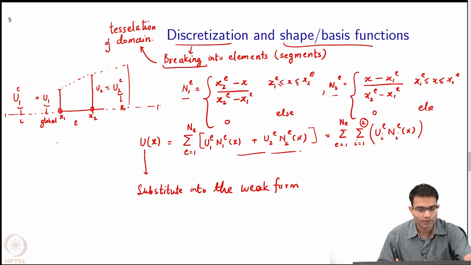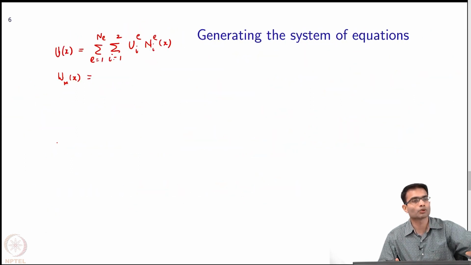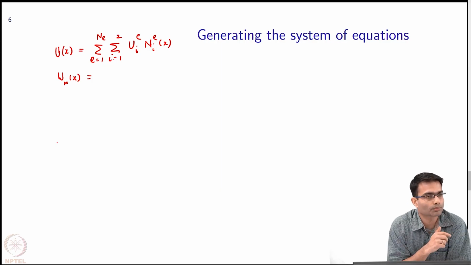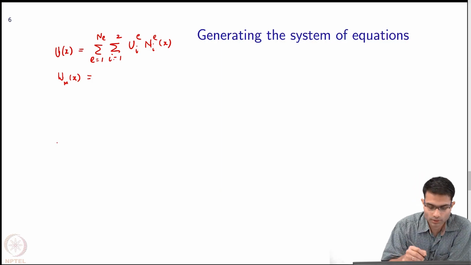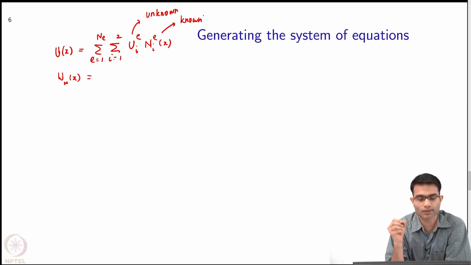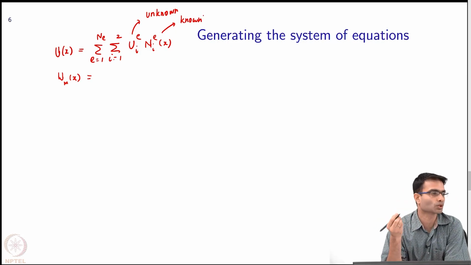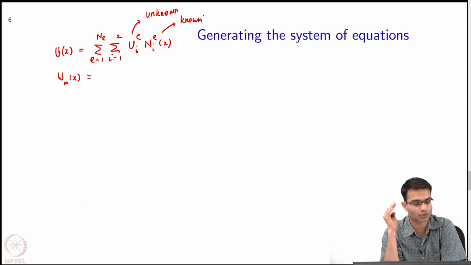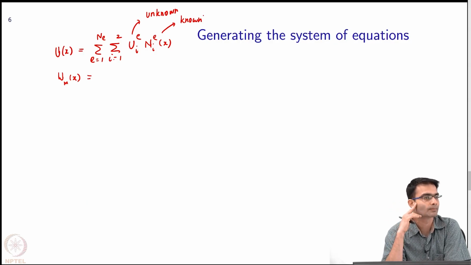So, let us come back to this. Now, what should I choose W m x as? So, you can see U x. What is unknown in U x? Which is the unknown part in U x? This guy, right? This guy is unknown. This guy is fully known because all that I need to know to specify this are the node locations, which are known, because I broke up the domain into known node locations. So, what should W m x be?